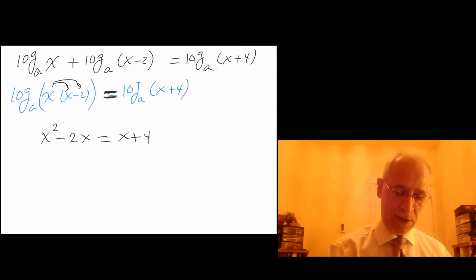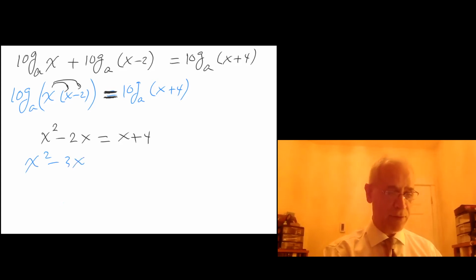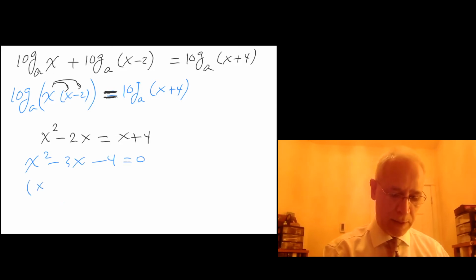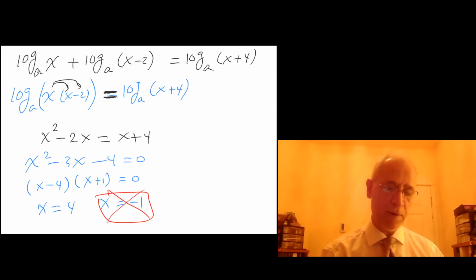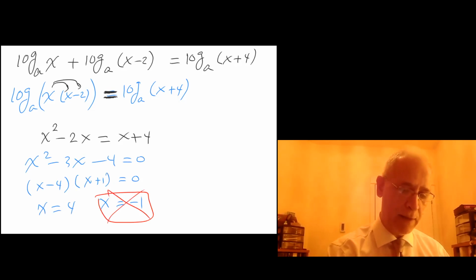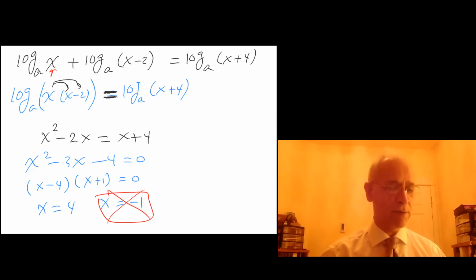Now by rearranging this, if I subtract x from both sides, I get x squared minus 3x, and subtract 4 from both sides, I get minus 4 equals 0. So x minus 4, x plus 1 equals 0, and x equals positive 4, and x equals negative 1. And we know that x equals negative 1 is not going to work because it's not in the domain of the logarithm. So x equals 4 is the only solution that we have.